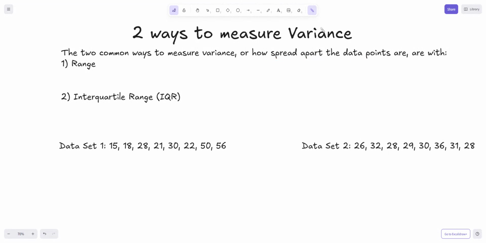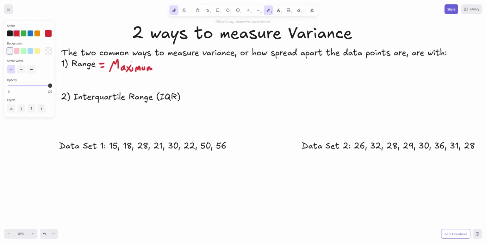Now, most of you have already heard of the first measure of variance, and that's range, right? Range is the maximum minus the minimum, or the largest number minus the smaller number. Again, maximum is the largest number in your data set. Minimum is the smallest number in your data set. You probably learned this in elementary school already, but there's actually one new measure of variance we're going to go over today, and that's the interquartile range, right?